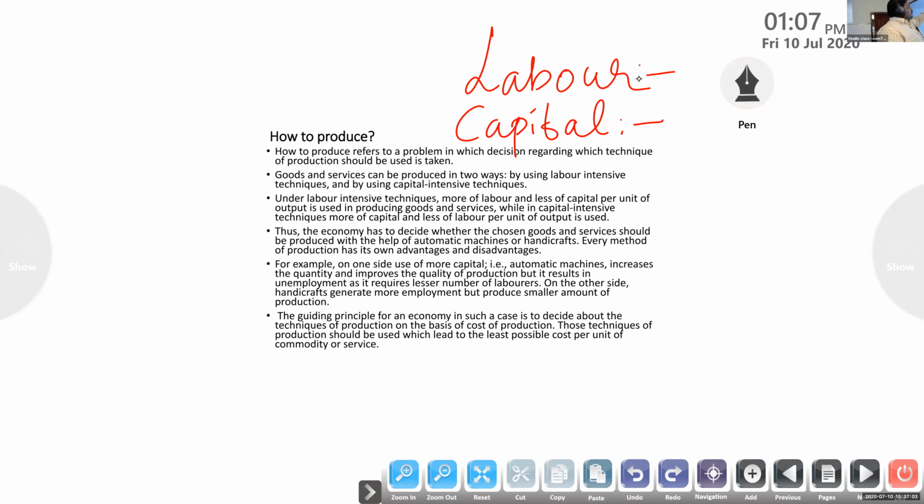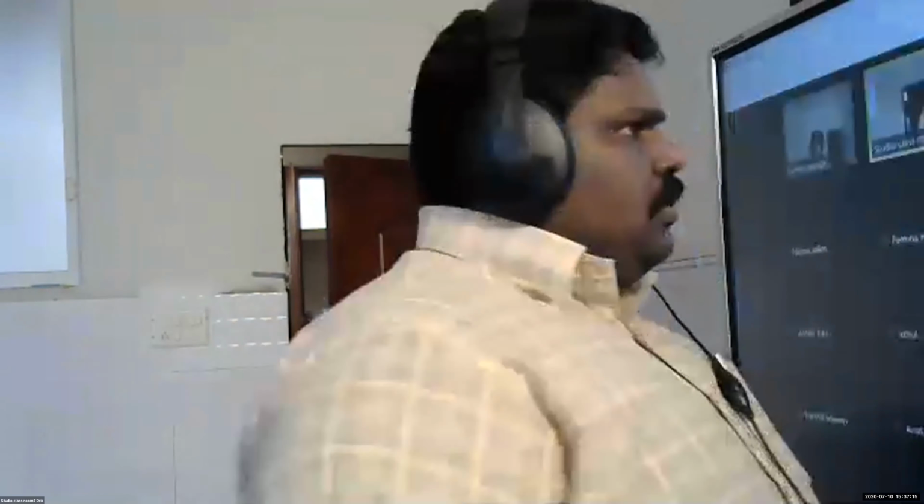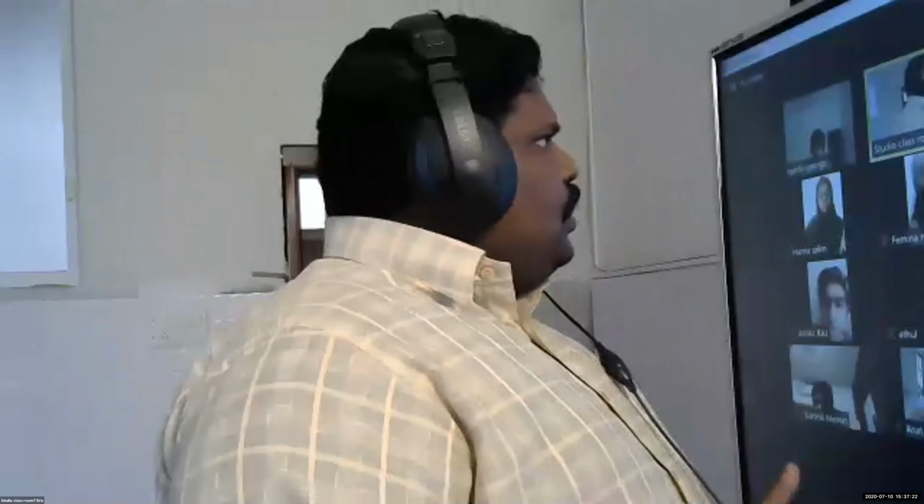So you know the term labor. What do we mean by labor? We are using human ability and skill directly to produce a product. Physical power of an individual or mental ability of an individual or a group of people to produce anything, that kind of production is called labor intensive production. Clear or not? Number of people directly working to produce a particular product, that kind of production is basically called labor intensive production.